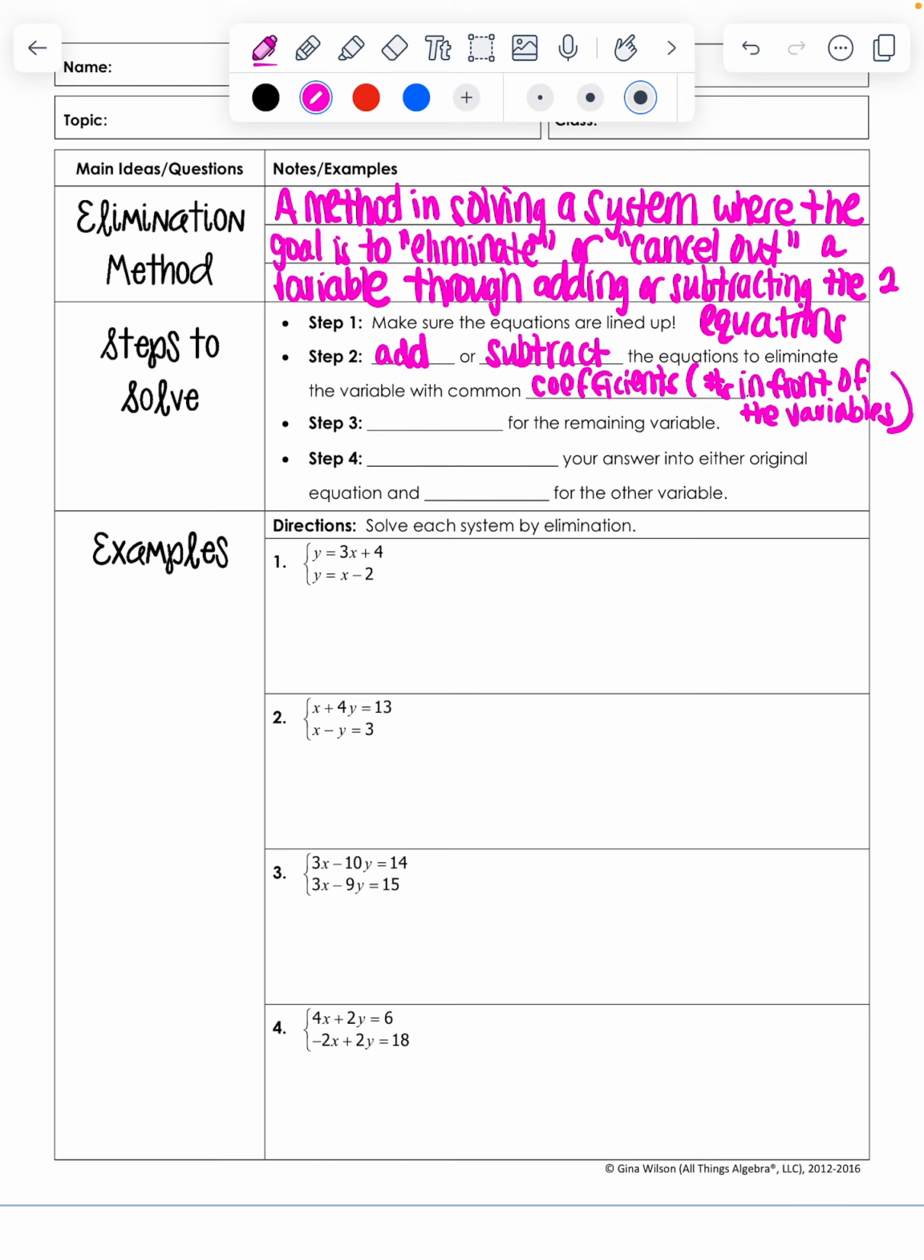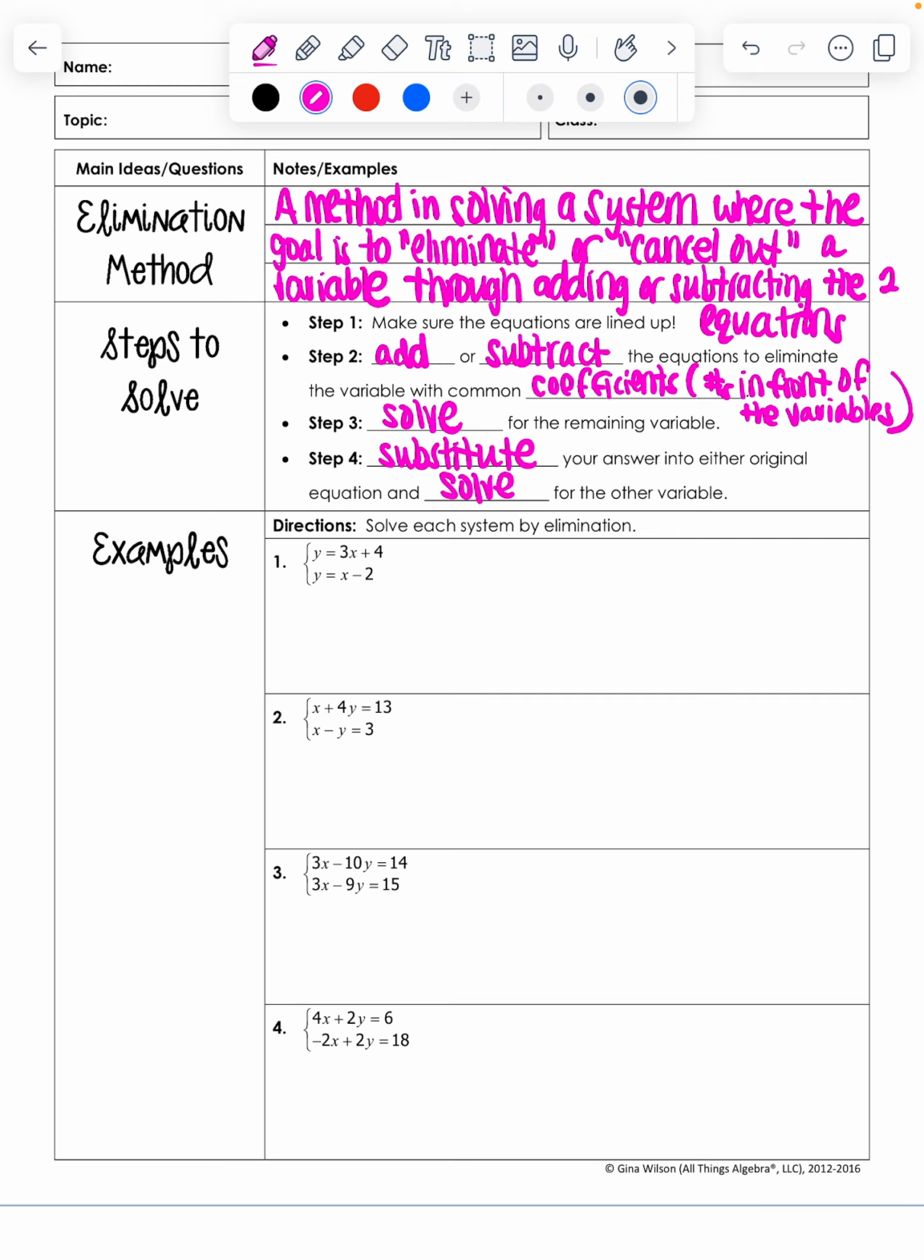And then step three, you solve for the remaining variable. And once you have one answer, then elimination is technically over. Then what you would do is finish out the rest of the problem actually with substitution. So then you substitute your answer into either original equation and then you solve for that variable. So even though elimination starts out differently, you end up getting an answer and then you really use substitution in the end to solve it. So number one is kind of different than the rest.